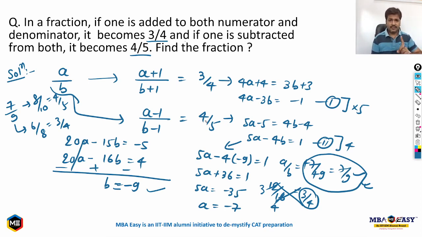Okay, so the first learning is clear, that whenever you are doing some cancellation in the final step, you need to cross check. First learning. But the question still remains open. If 7 by 9 is not the correct fraction, then what is the correct fraction?